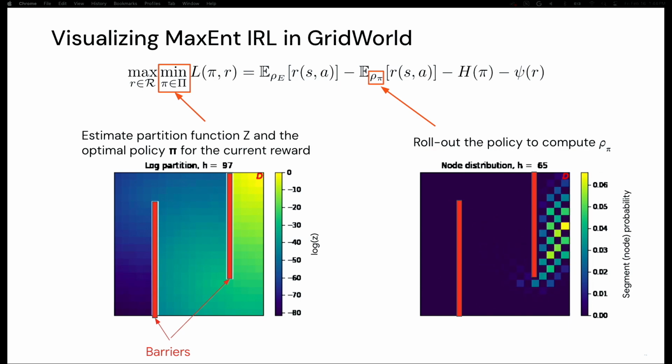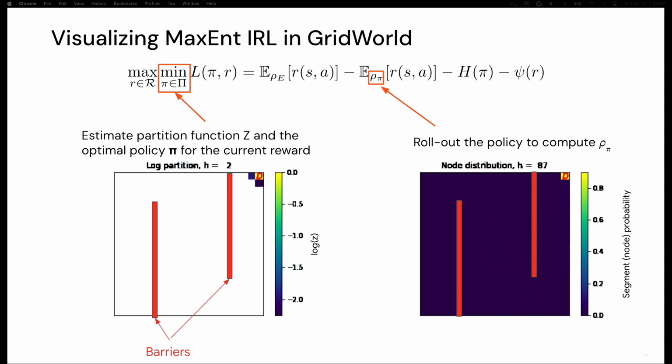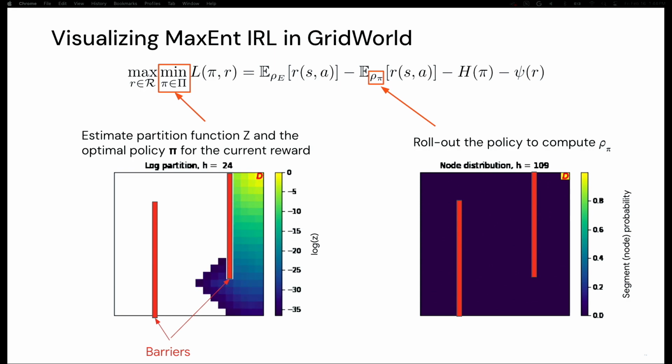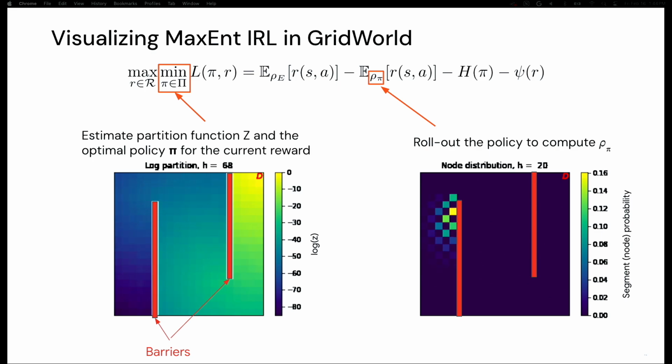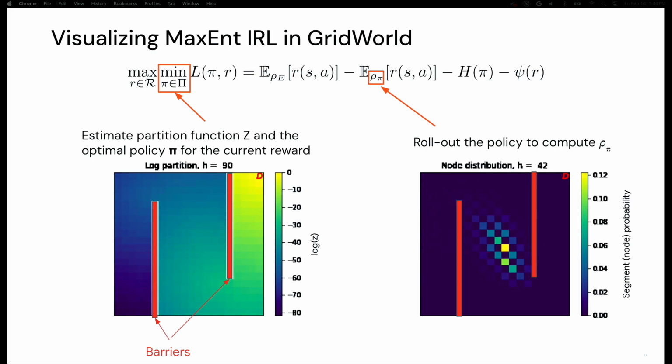And then on the right, you can see the rollout of that policy. Once we've computed this policy from the partition function, we roll out that policy across the entire MDP until it's reached the destination. And that gives us our stationary distribution.